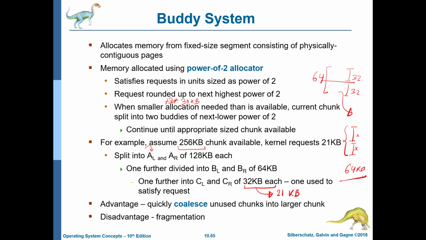The disadvantage, as we have said, is that you can have internal fragmentation. Along with that, you could have external fragmentation. That issue is there, but nonetheless, this is one of the most common methods for allocating physically contiguous memory within the kernel.